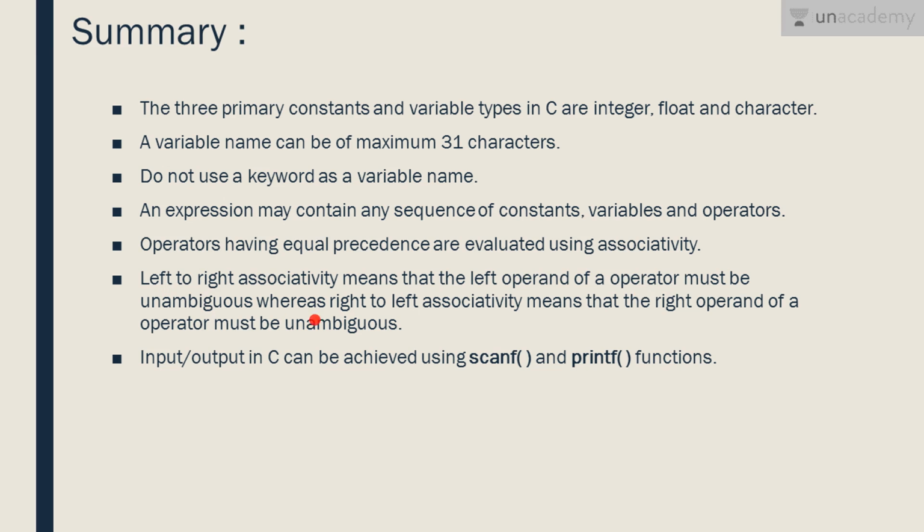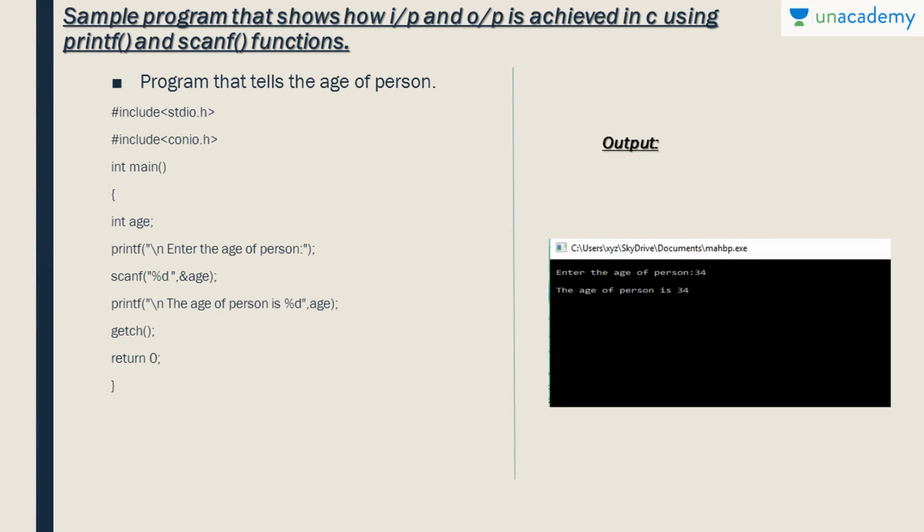Left to right associativity means that the left operand of the operator must be unambiguous, whereas right to left associativity means that the right operand of the operator must be unambiguous. You need not remember this, because if you do, you will definitely get confused. Input or output in C can be achieved using the scanf and printf functions. So let's move ahead and see the final part of this slide session.